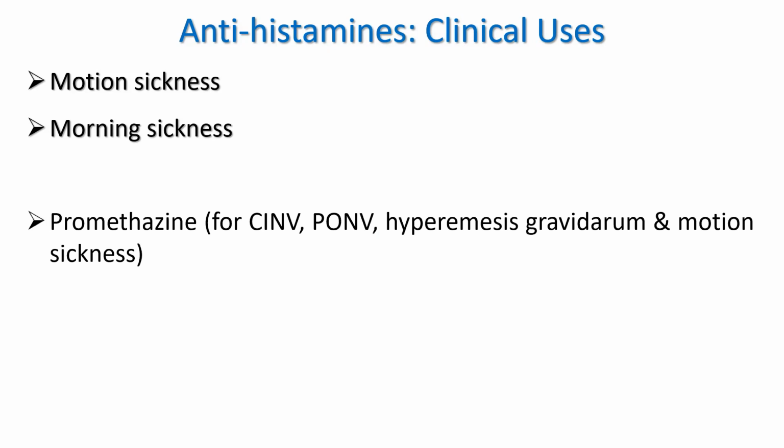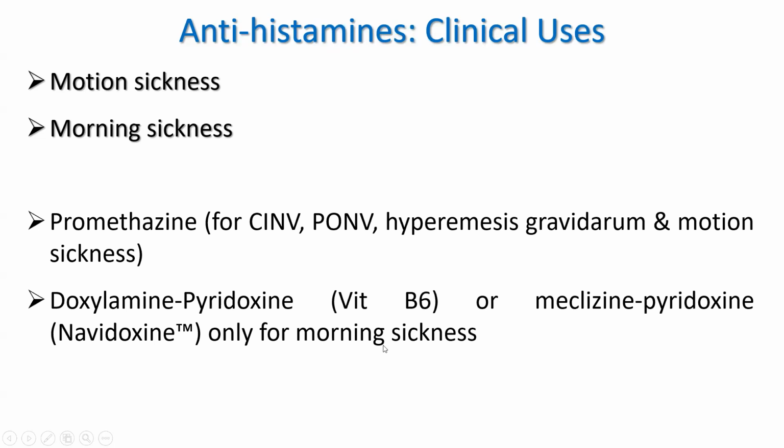But then promethazine has additional uses because it's a very strong antiemetic. So for morning sickness, as a second line, when there's hyperemesis gravidarum, and other drugs are not working, then you go to promethazine. And also chemotherapy induced nausea, vomiting, motion sickness. So promethazine has a slightly stronger effect, so you can use it in other situations. Otherwise, most of these are for the motion sickness and morning sickness. But as I said, this combination with vitamin B6 is used for morning sickness.